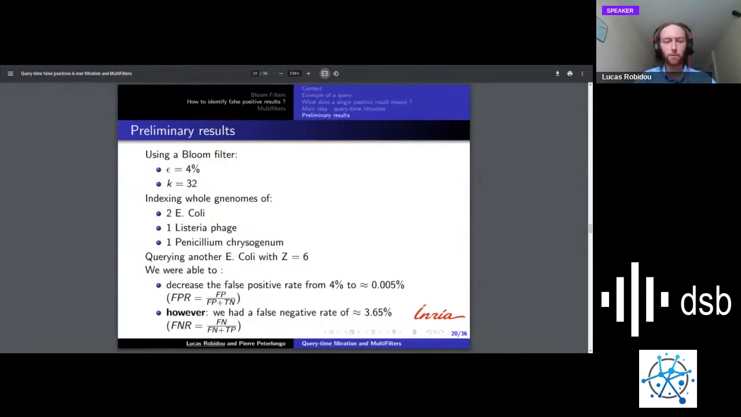However, the price to pay is that we kind of turn the false positive into a false negative rate of 3.6%.